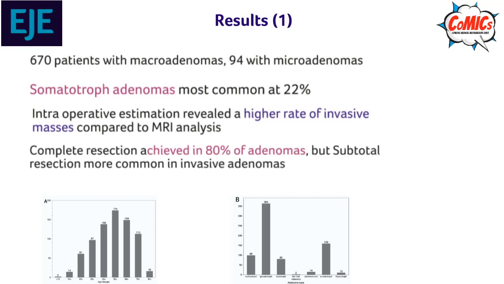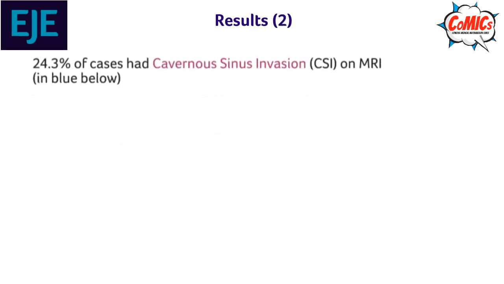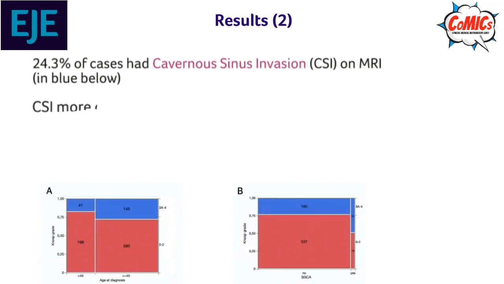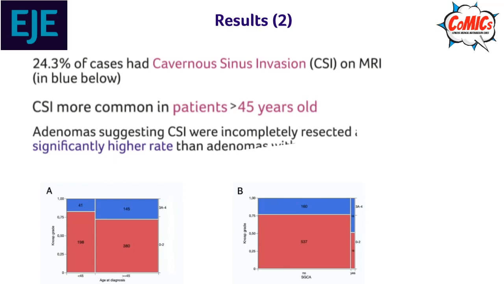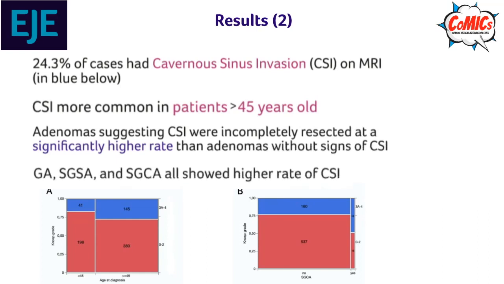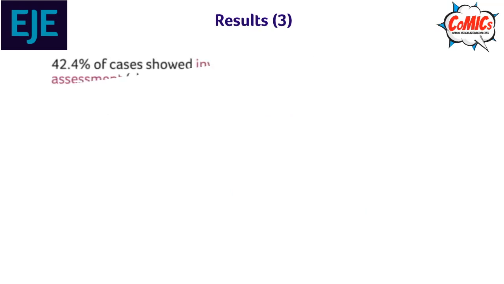Complete resection was achieved in 80% of adenomas. 24.3% of cases had cavernous sinus invasion, or CSI, on MRI. CSI was more common in patients older than 45. Adenomas suggesting CSI were incompletely resected at a significantly higher rate than adenomas without CSI signs.